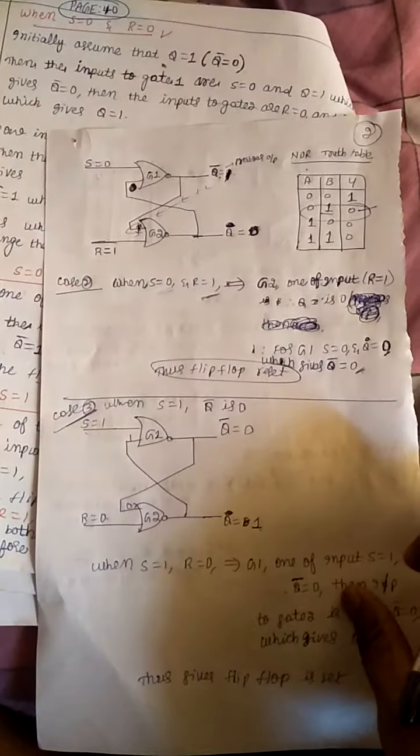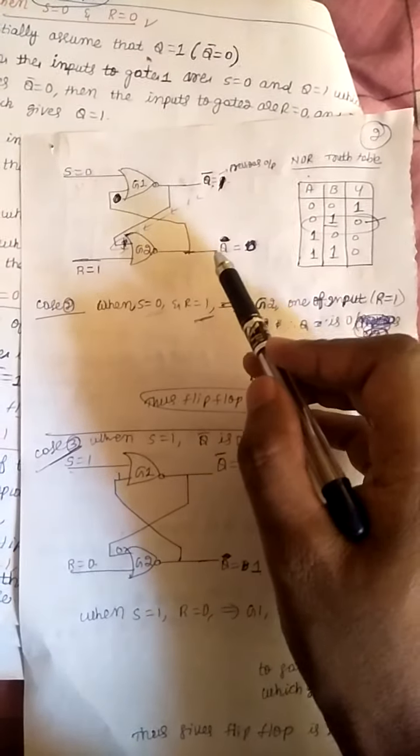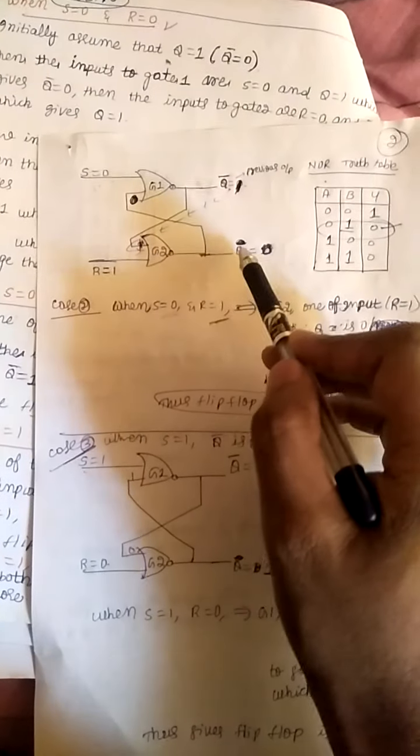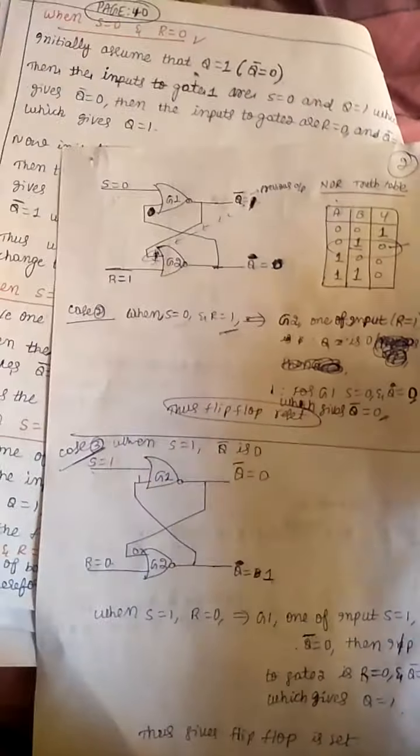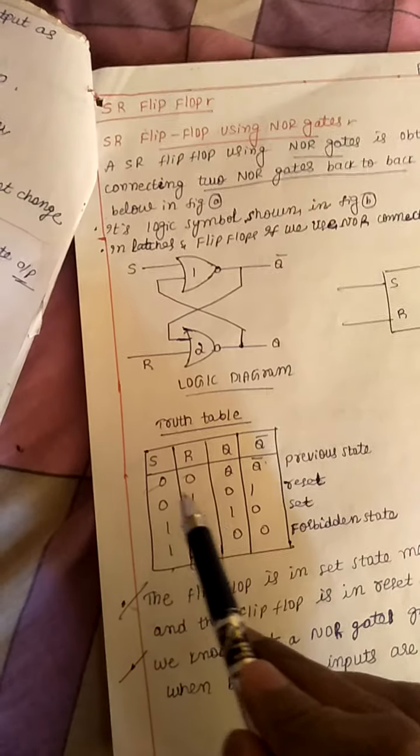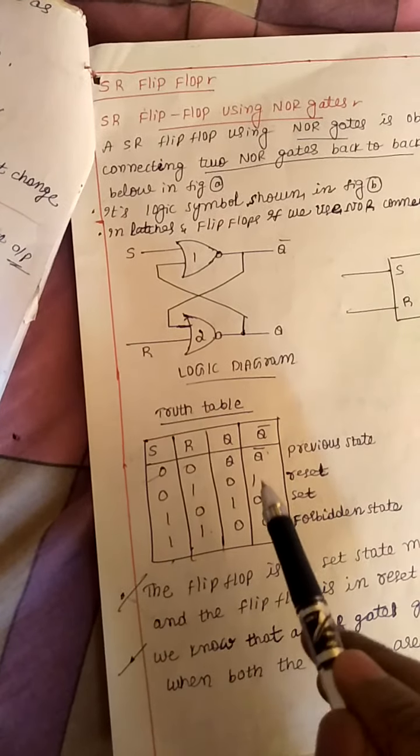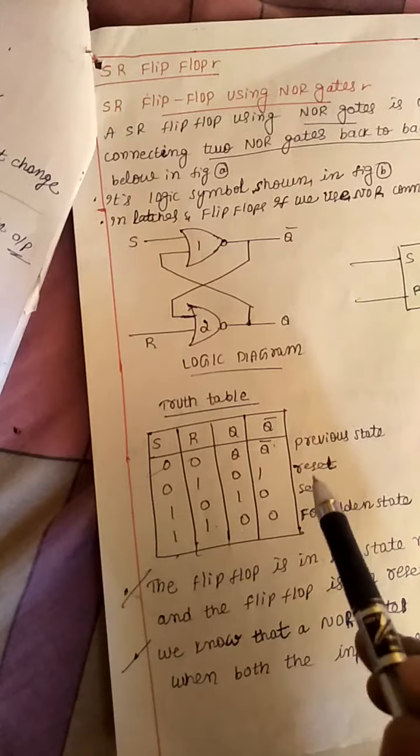That's why when S is equal to 0, R is equal to 1, Q is equal to 0, Q bar is 1. Reset. Q is 0 means reset.